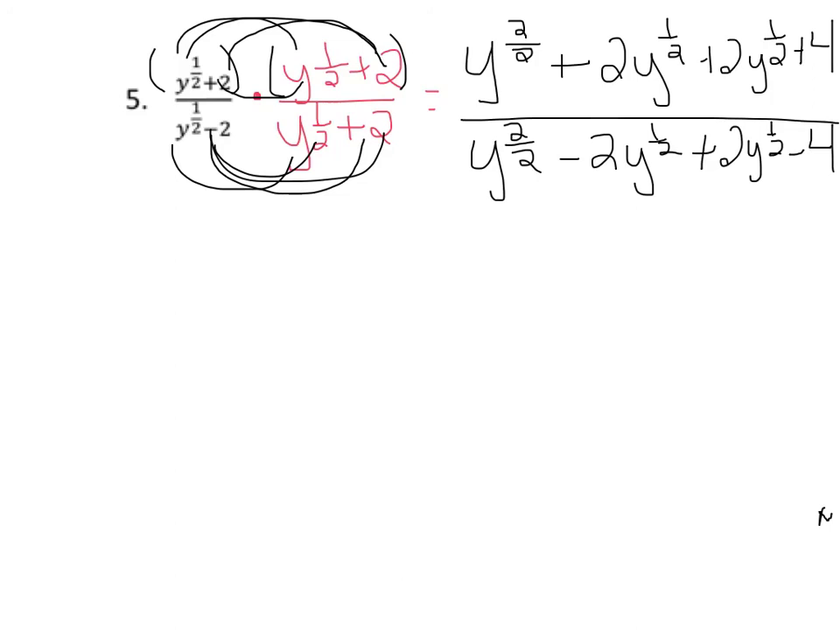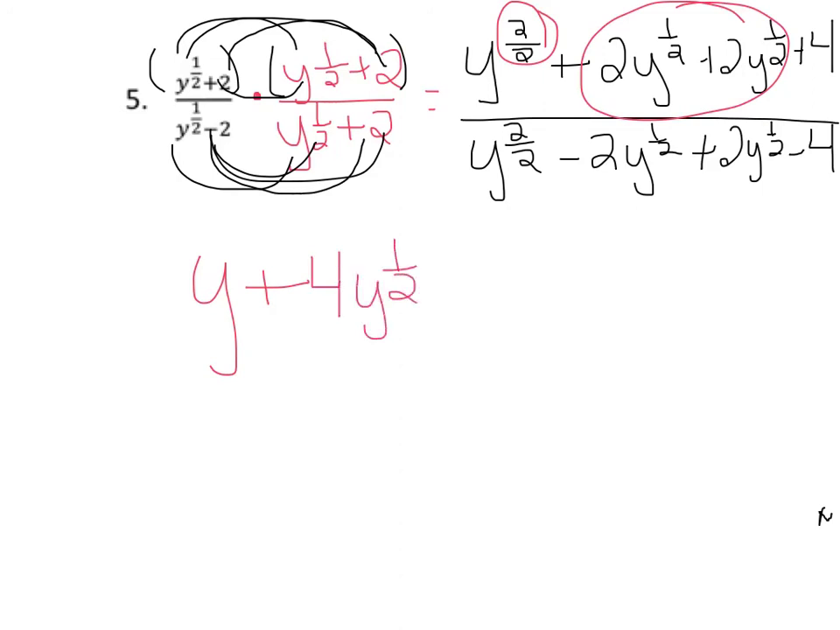So, simplifying this down, I get y, 2 over 2 just gives me y to the first power, and remember, you don't have to write the first power down, plus, these simplify, and I can add them together because they have like bases, giving me 4y to the 1/2, and then I still have that positive 4 at the end, all over y to the 2 over 2, which can simplify down to 1, and we can just put y. We don't have to have that 1 there. Negative 2y to the 1/2 and a positive 2y to the 1/2 cancel, and then I'm left with a negative 4.